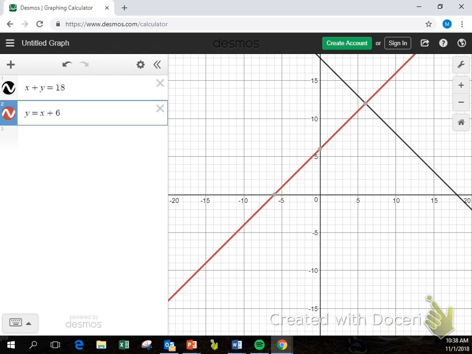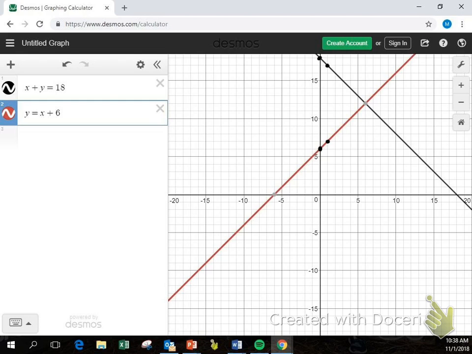Now, again, I'm going to find my y-intercept, which is right here at 0, 6 for my red line. If I find one more point, I have one at 1, 7. And then my black line is a little bit higher. It's way up here at 18. And I've got a point at 1, 17.